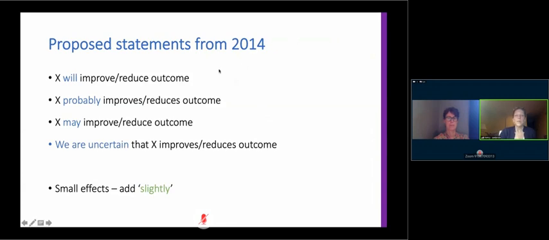And so those coincided with high certainty, moderate certainty, low certainty, and very low certainty. And then if it turned out that you had a less important benefit, it was small, you could add in the term slightly. So you could say, if I have low certainty in the evidence, I would say the intervention may improve the outcome slightly, for example. So we just had these very basic proposed statements that we put forward.